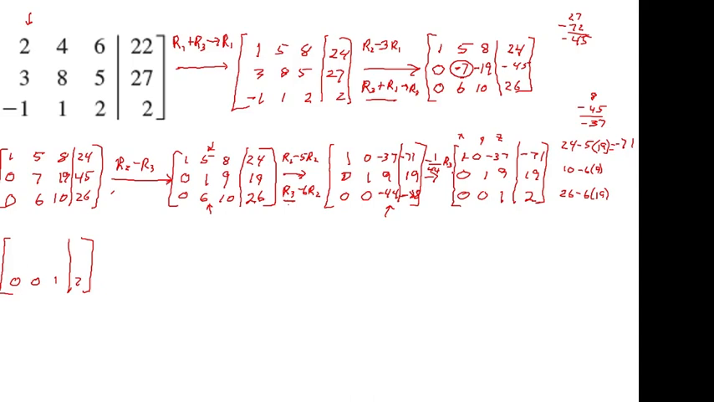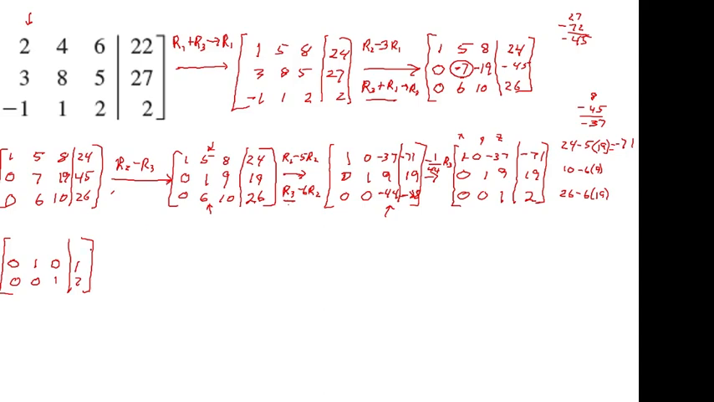So I'm changing row 2. Row 2 is here. 0 minus 9 times 0 is still 0. 1 minus 9 times 0 is still 1. 9 minus 9 times 1 is 9 minus 9, which is 0. 19 minus 9 times 2 is 19 minus 18, which is 1. Cool! We know that y is equal to 1.